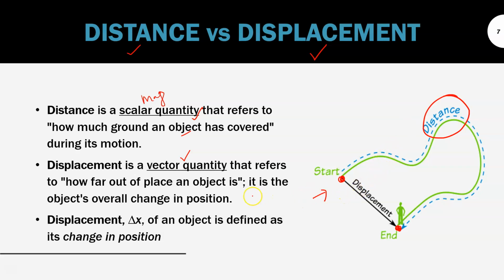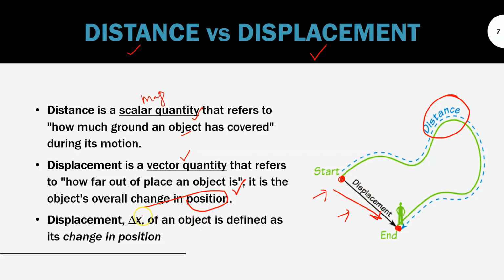Meanwhile, displacement is a vector quantity that refers to this statement, which is how far out of place an object is. Displacement is the object's overall change in position. So back to this example, even though this person travels far to reach the final destination, it should be shortened. So this is what we call displacement.